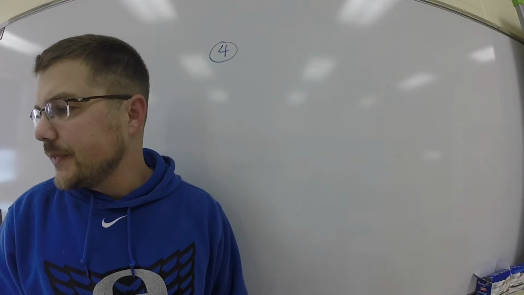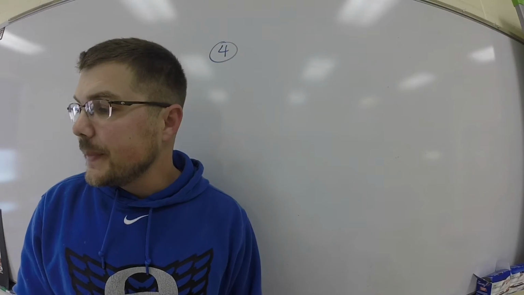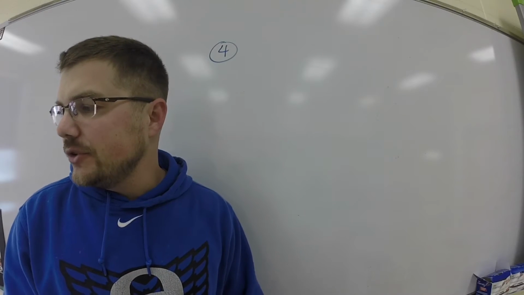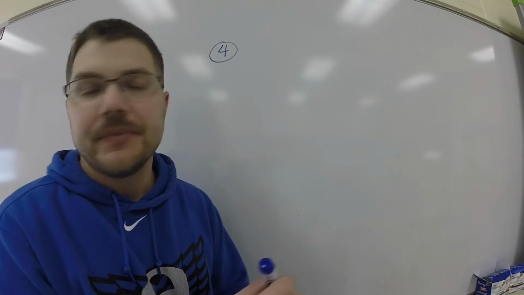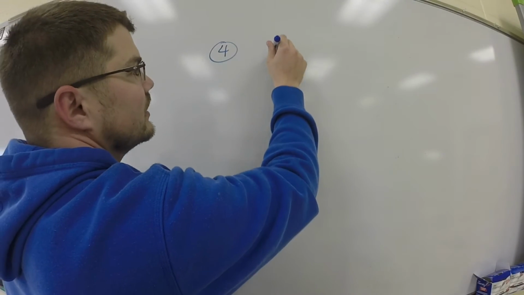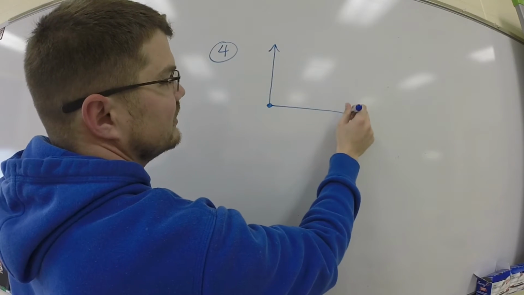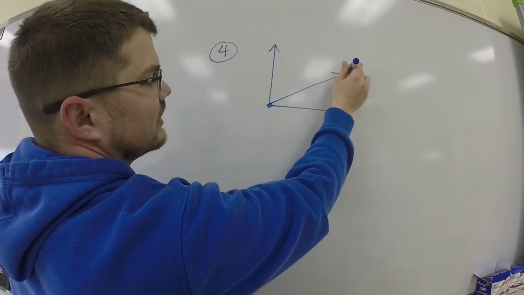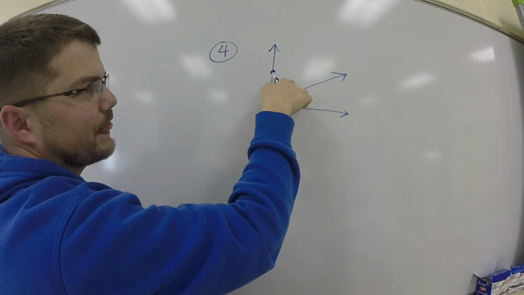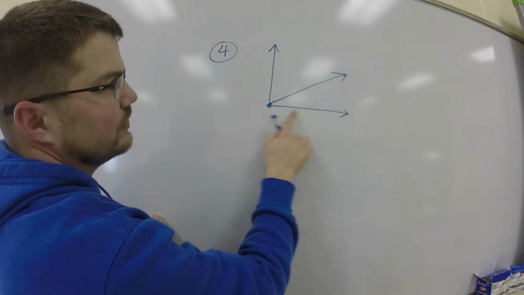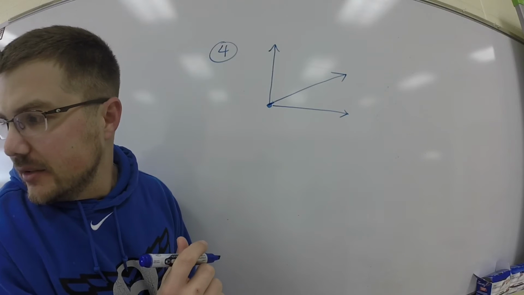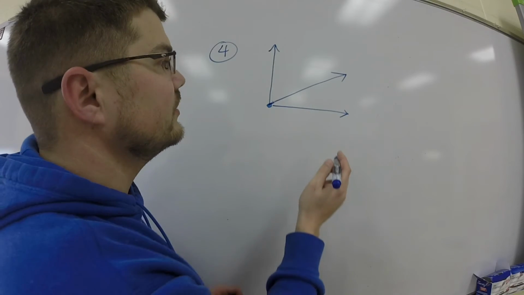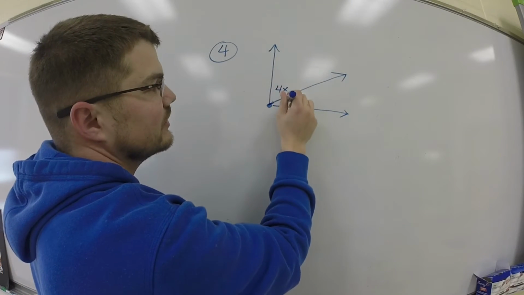Okay, number 4 is really close to number 3. It's just one slight difference. So it says the non-common rays of 2 adjacent angles form a right angle. So for your non-common rays, let's make a right angle out of it. And so you've got 2 adjacent angles, and the non-common rays form a right angle. All right, and it says the same thing as number 3. It says one angle is 4 times the measure of the other angle. So we'll let the bigger one be 4x and this one be x.